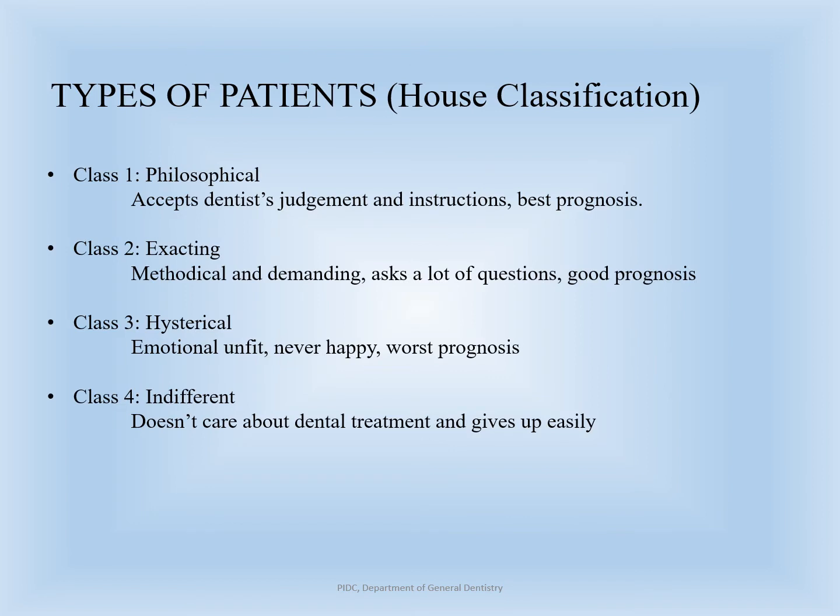So, House has classified the different kinds of patients which you can encounter in your practice. There are 4 classes. This is also going to be discussed in detail in the Department of Prosthodontics. The class 1 is the philosophical. They are among the best patients you can ever get.